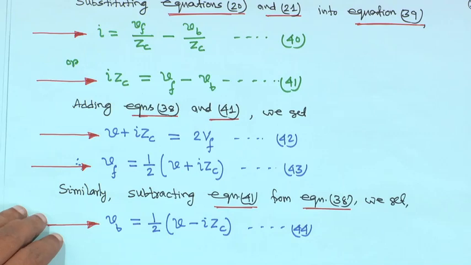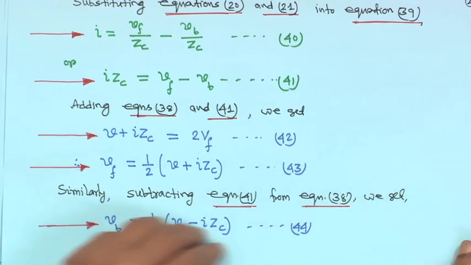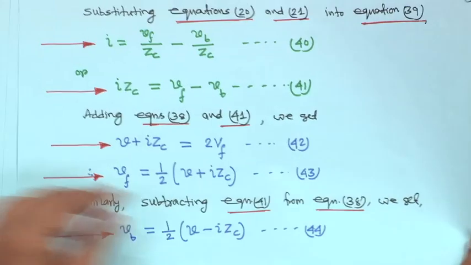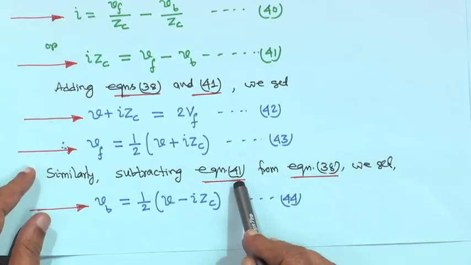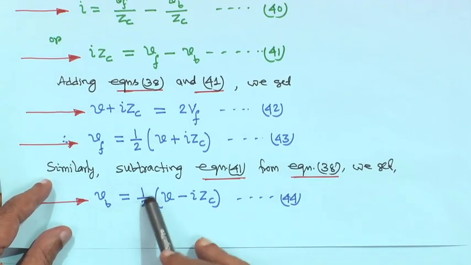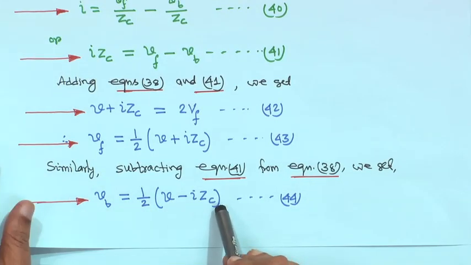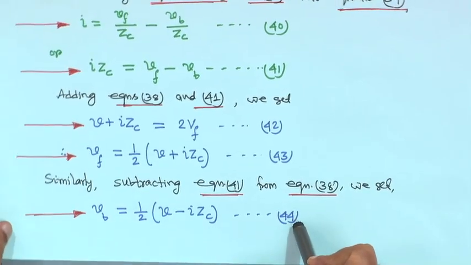Similarly, you subtract equation 41 from equation 38. I am not doing it for you, it is understandable. You just subtract equation 41 from equation 38 and simplify, you will get Vb is half of V minus I into Zc. This is equation 44.